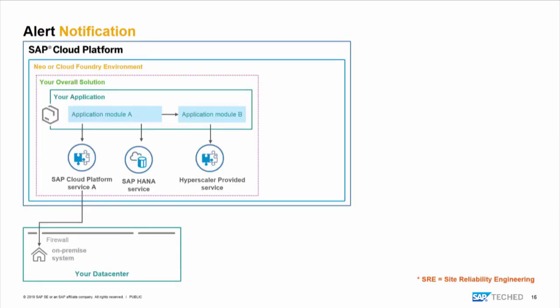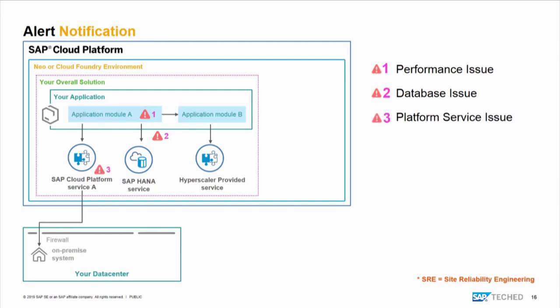Because a lot of events are happening that might harm my solution. I might have some performance issue within my application. My database connectivity might be broken, or I might have some transactions database problem or something else. Backup might not be running. I can have some general issue with some of the platform services. Let's say my CPI flows are failing for some sort of reason. Or I can get a hyperscaler issue. For example, my Redis instance on my AWS deployment is not working and I want to know about that.